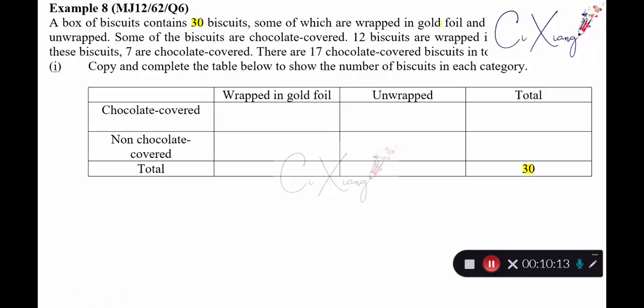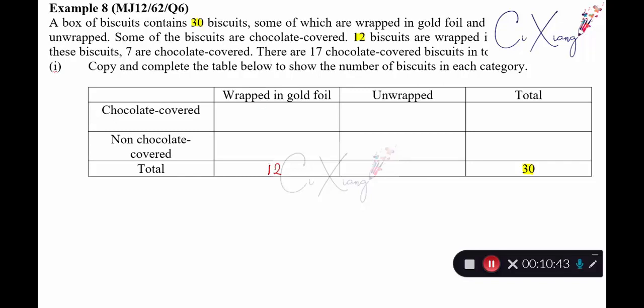And after that, some of the biscuits are chocolate covered, then some are wrapped and also unwrapped. 12 biscuits are wrapped in gold foil. When they tell you that 12 biscuits are wrapped in gold foil, that means the total number of gold foil biscuits is 12. So please fill in the cell. The total of the wrapped biscuits is 12.